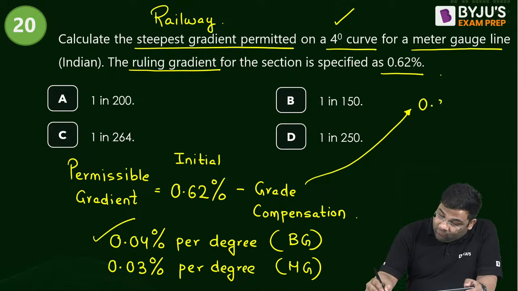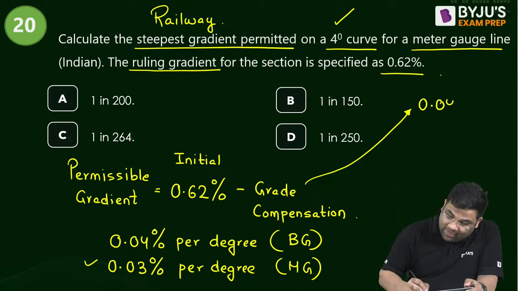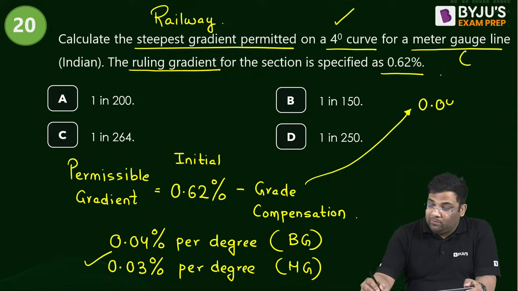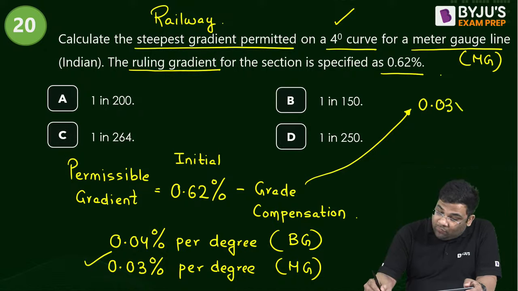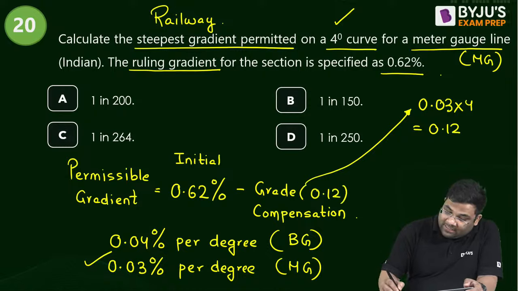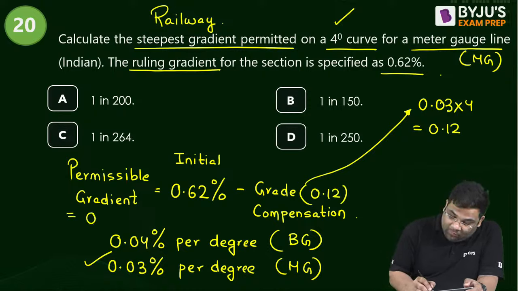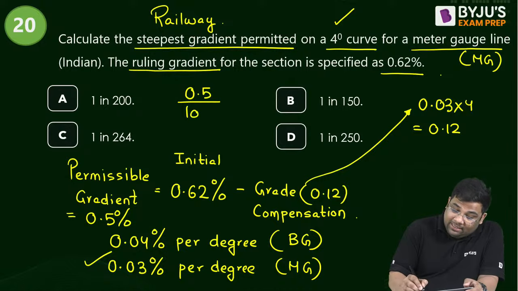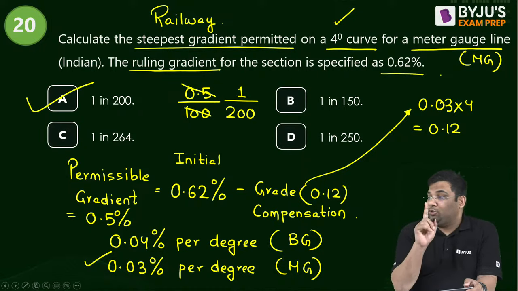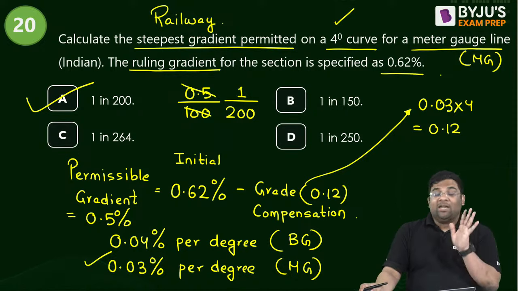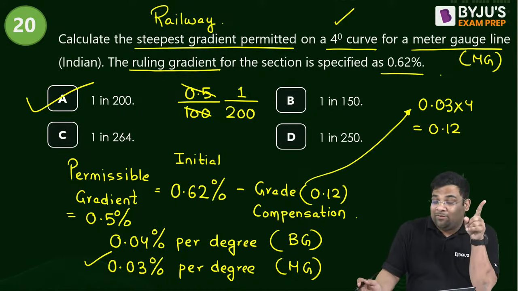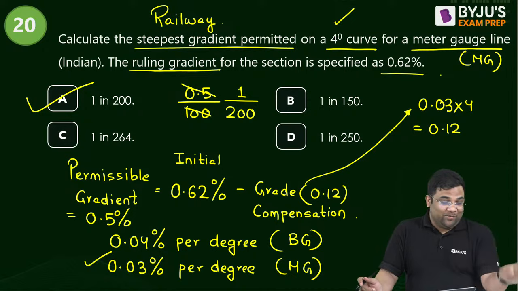So here, it will be 0.03, why? It is given meter gauge. So please read the question carefully. So it is 0.03 into 4, that is 0.12%. If you do this subtraction, you will get 0.5%. And 0.5% is 0.5 divided by 100, that is 1 in 200. So this is a straightforward question, but a good question because it was twisted by giving meter gauge. Understood? Very good.